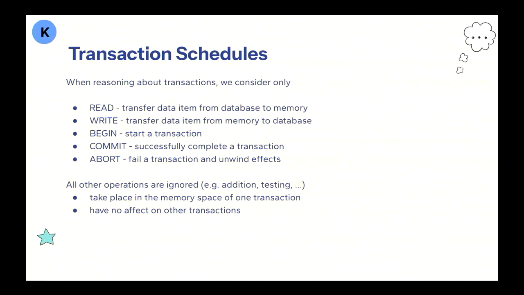And the third one is begin, which is the operation to start a transaction. The fourth one is commit, which means that a transaction has been successfully completed. The last operation is abort, which means that the transaction has failed. All other operations are ignored here because most of them only take place in the memory space and they do not affect other transactions. That's why we only consider those operations which may affect other transactions.